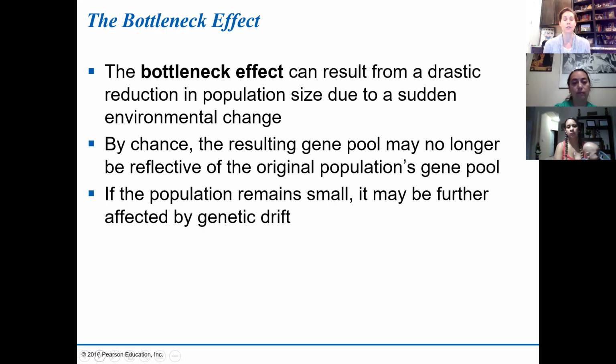Bottleneck effect is there's some drastic reduction in the population size. Generally, it's due to an environmental change. So there's a volcano and it burns up most of the birds before they're able to fly up in the air. And so you went from a large population and a bottleneck down to just a few, and you've reduced the genetic availability in the population. And then just because it's random, the resulting gene pool might not look like the original population's gene pool, because it's random who survived and who didn't.